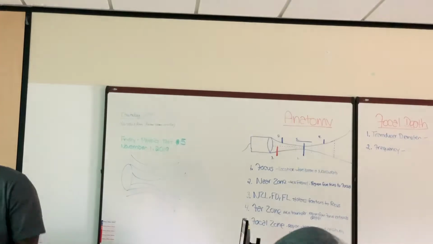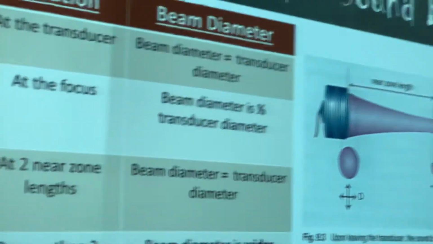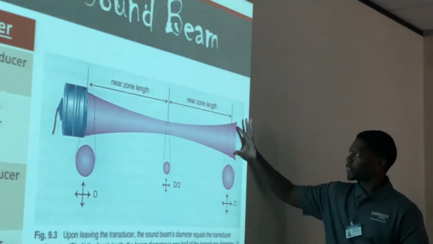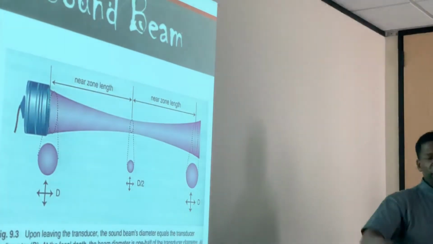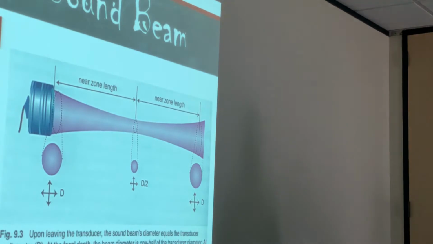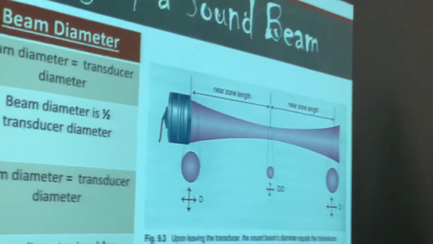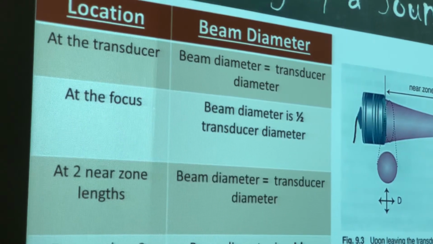Then anything deeper than two near zone lengths, anything deeper than this area right here, such as right here, the beam diameter is wider than the transducer diameter. Horrible lateral resolution at this point.